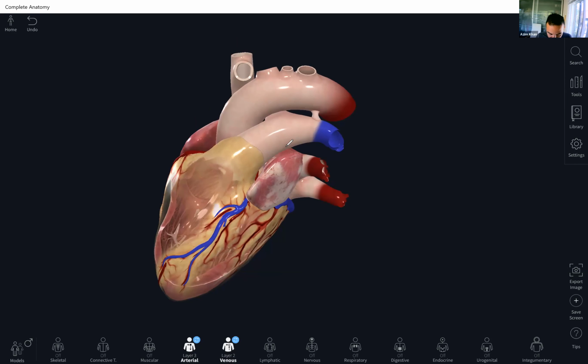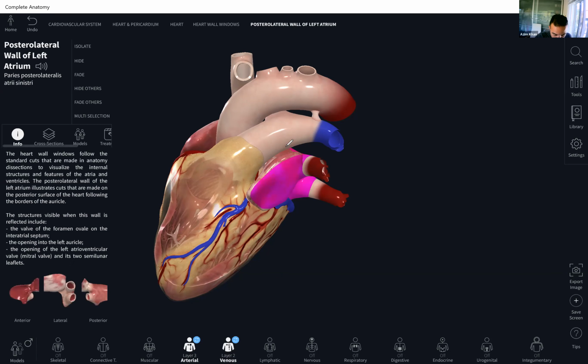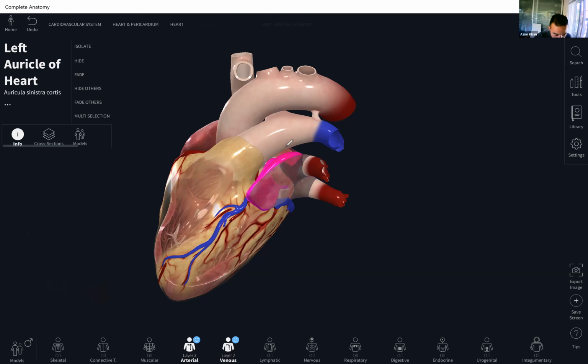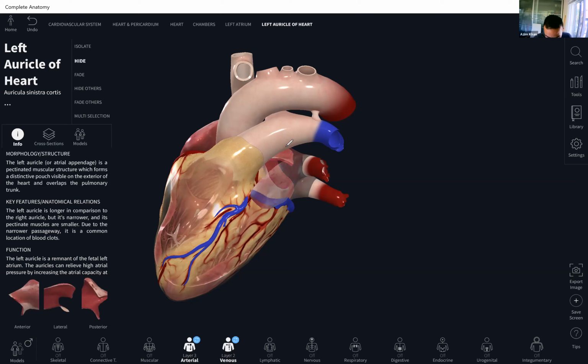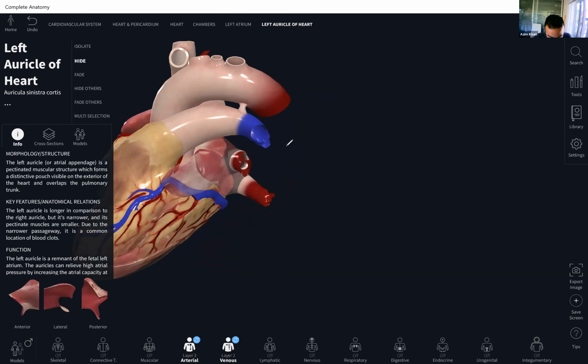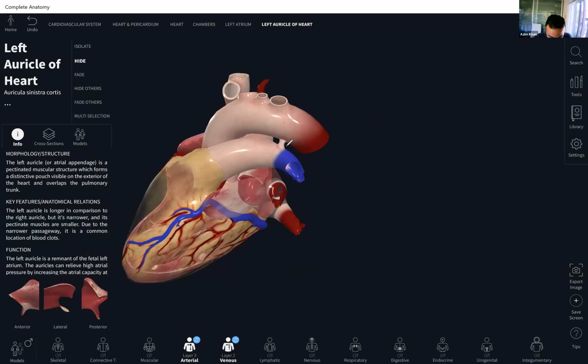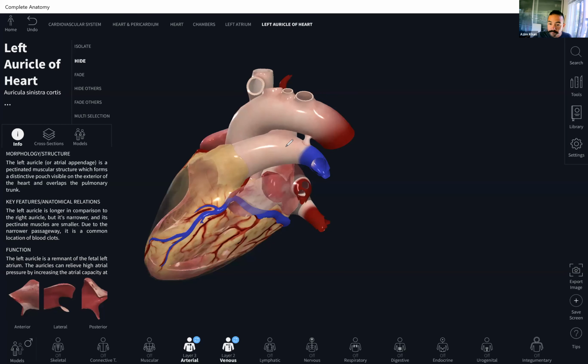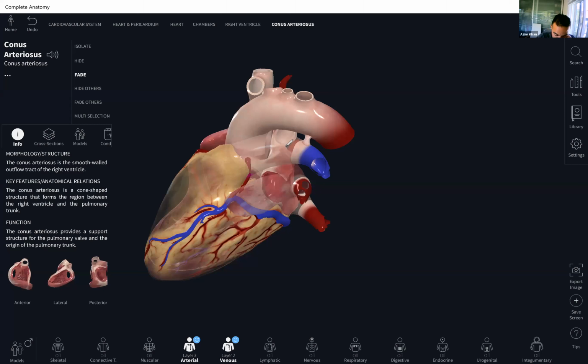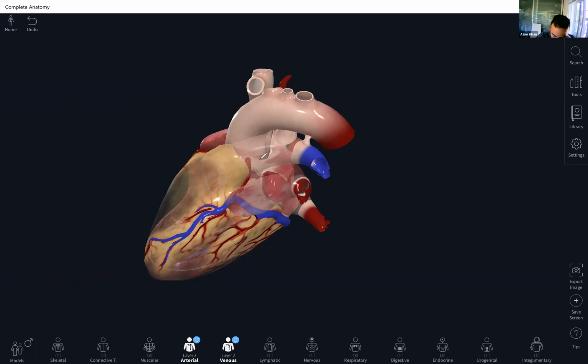I'm going to hide, or at least fade, the left atrium because it's hard to see. It's hard to see the right or left coronary artery. Rotate this a little bit more. All right, I've faded some of the heart features so we can see the left coronary artery better. Here's the aorta. Here's the left coronary artery.